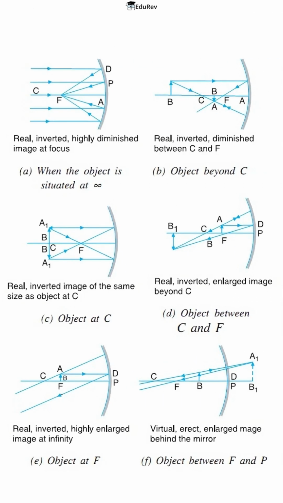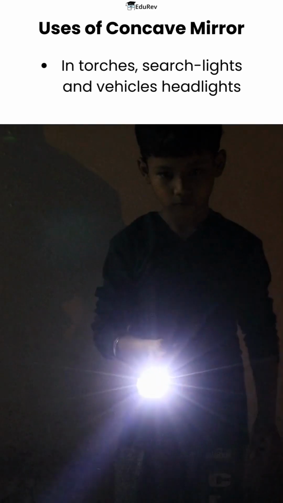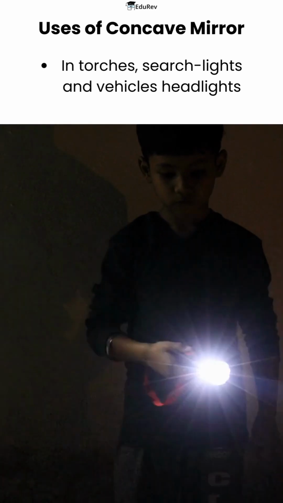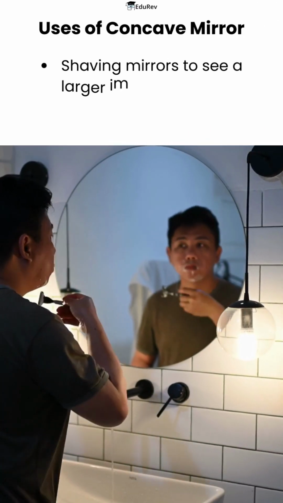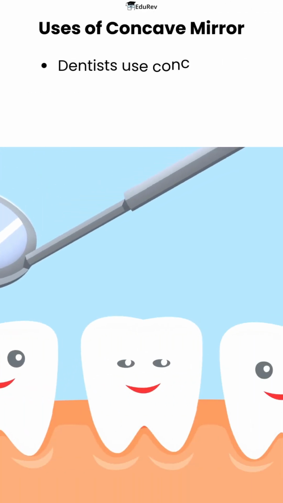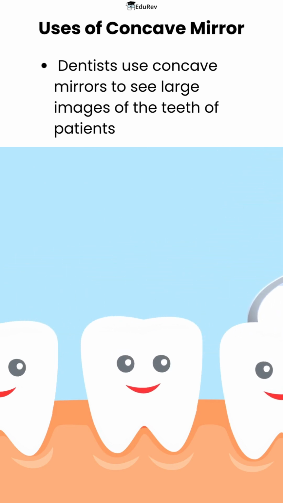Having gained an understanding of how concave mirrors form images, let's delve into the practical applications of these mirrors. Concave mirrors are commonly used in torches, searchlights, and vehicles' headlights to get powerful parallel beams of light. They are often used as shaving mirrors to see a larger image of the face. Dentists use concave mirrors to see large images of the teeth of patients.